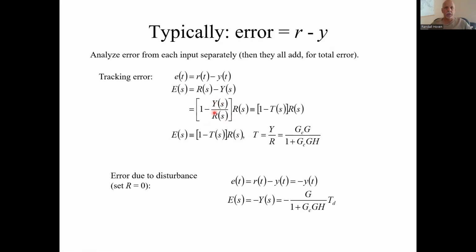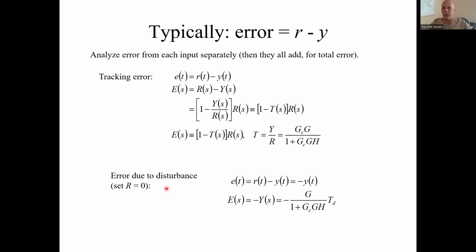And this is our normal transfer function from R to Y. We'll call that T, the transfer function. So here's that error when we're talking about the input R. We call that the tracking error. How well does the output compare to R? Here's the transfer function for that.